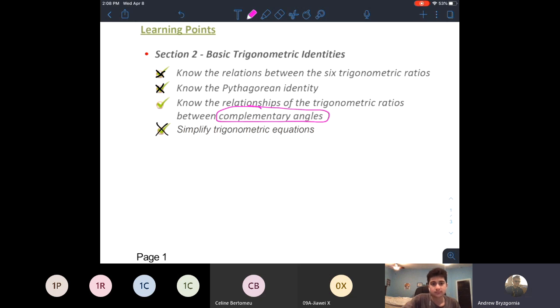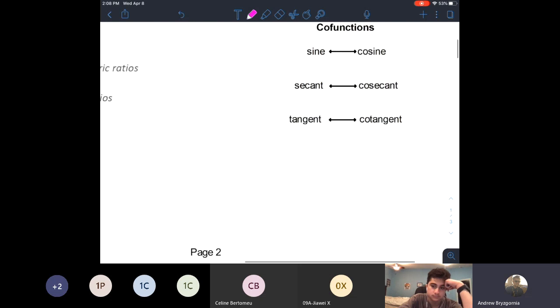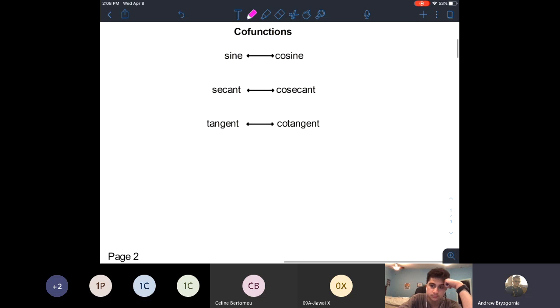He was wondering, and I'm sure some of you as well have been wondering, how come sine doesn't pair with cosine? How come cosecant doesn't pair with secant? Well, today we're going to address that. They actually do pair with each other. It's just that they have a different relationship than what we've talked about so far. And that is that they are co-functions of each other.